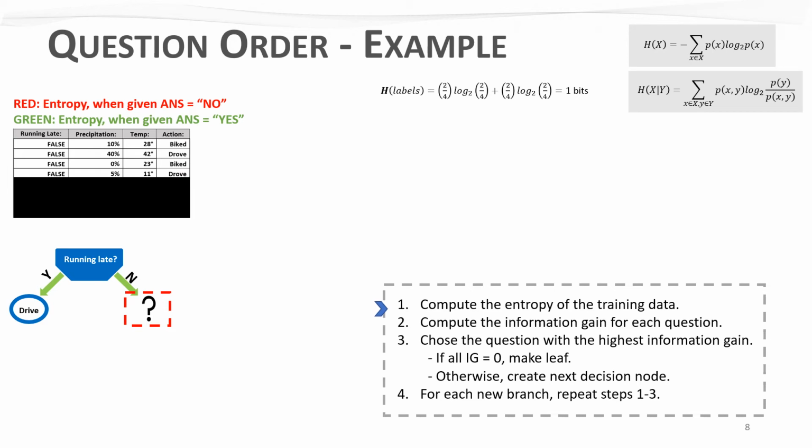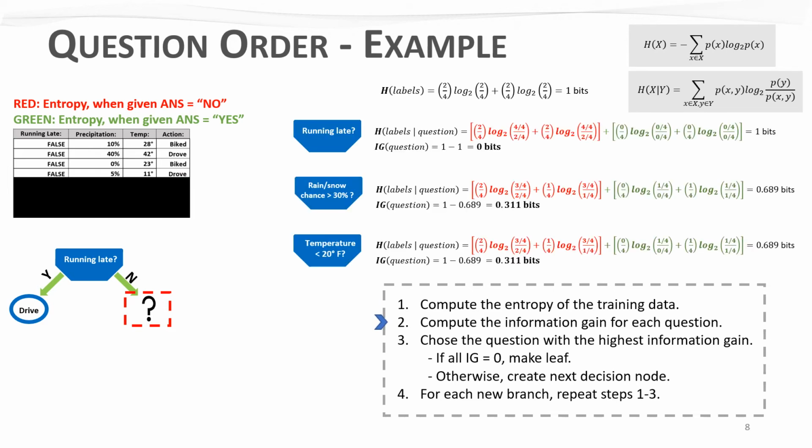Next, we'll calculate the information gain for each question, then compare them. Notice that in this case, we have a tie between question 2 and question 3. Their information gains are equal. A simple tiebreaker is to pick the question whose information gain we calculated first. Therefore, question 2 is the winner, so it will become the next decision node on the right branch.